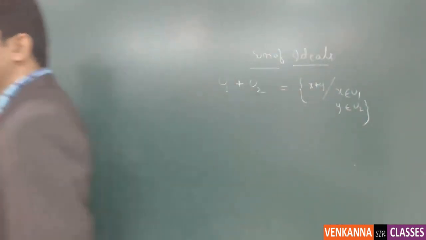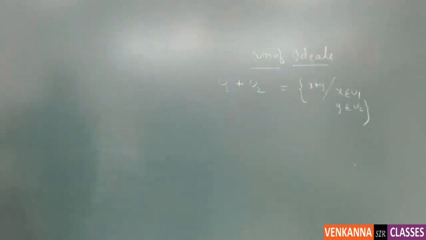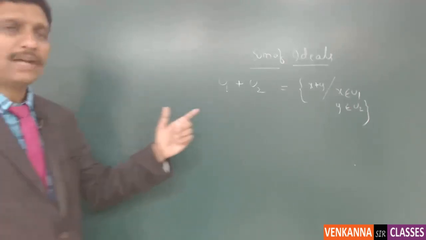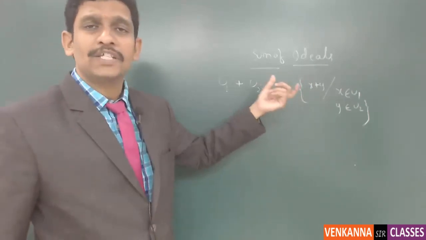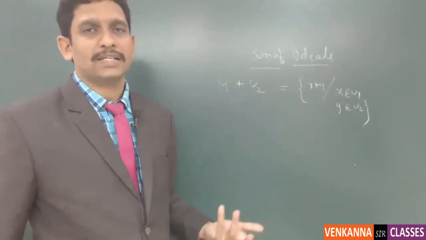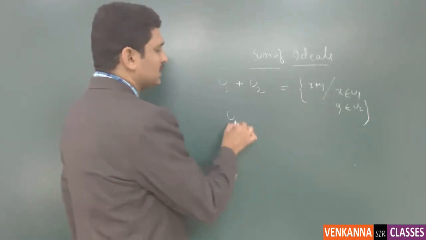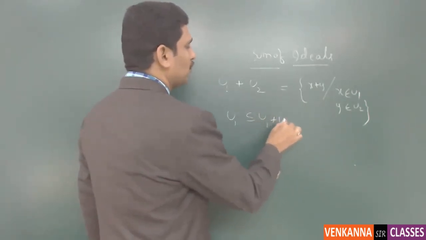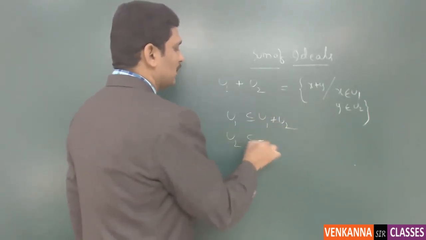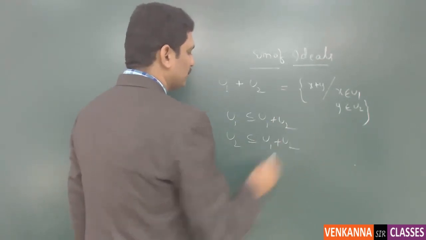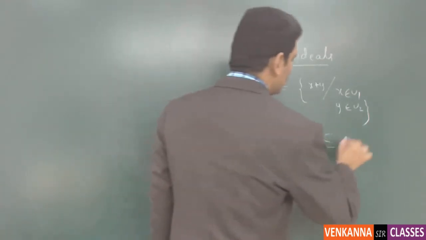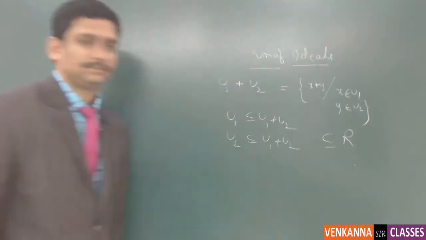In other words, you pick up one element in the first set and one element in the second set, and you simply add them. The result is what you specify as the sum of the ideals. So U1 is always a subset of U1 plus U2, and U2 is a subset of U1 plus U2, and by default it is a subset of the whole ring R.